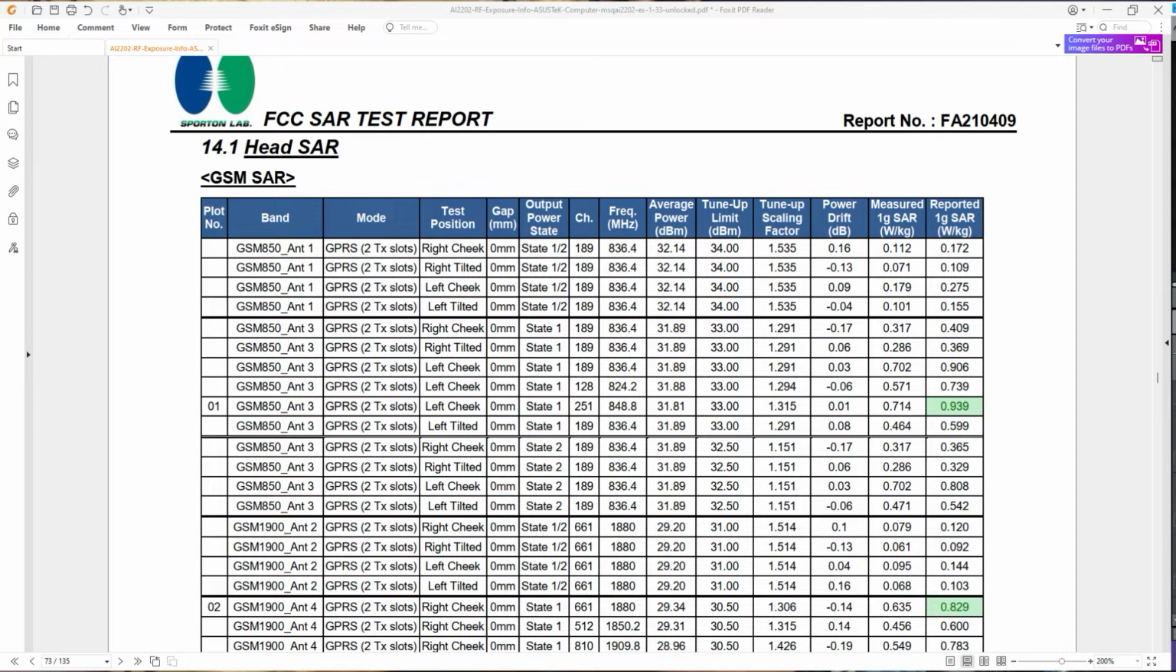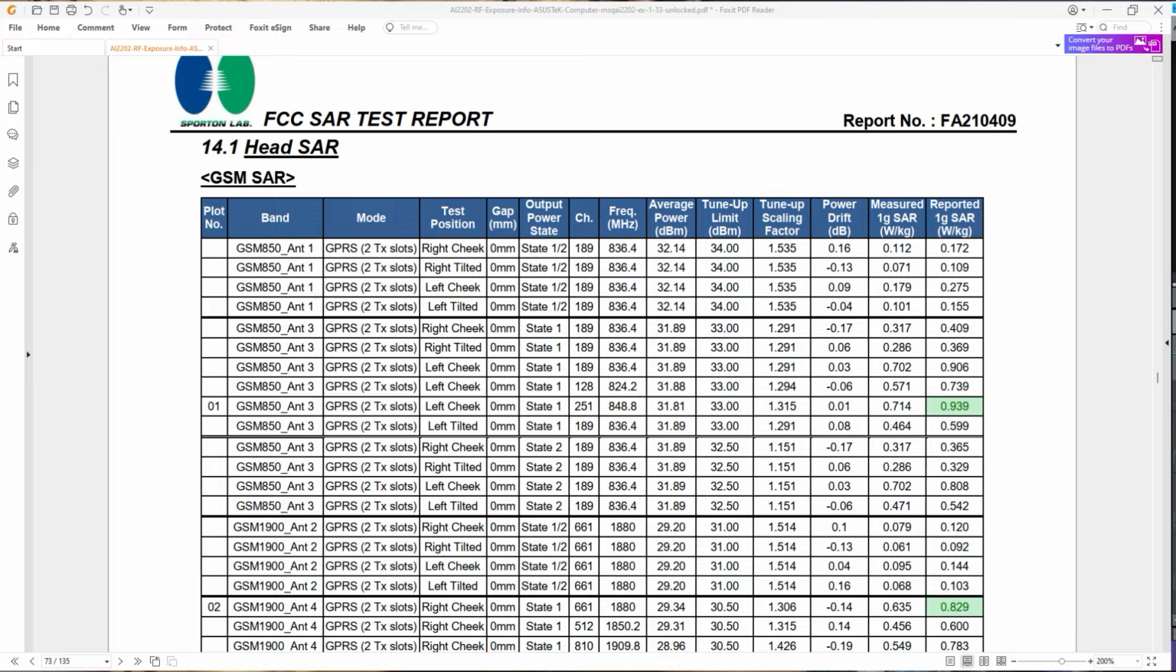Mode GPRS2, and you can see right cheek, right tilted, left cheek, left tilted, the gap between the body part and so on. And then in the far right column, you can see the 1 gram SAR in watts per kilo. You notice these values, even for the same frequency and kind of modulation scheme, or for the same antenna, can vary wildly. In one you can have 0.155, and in another you have 0.9.